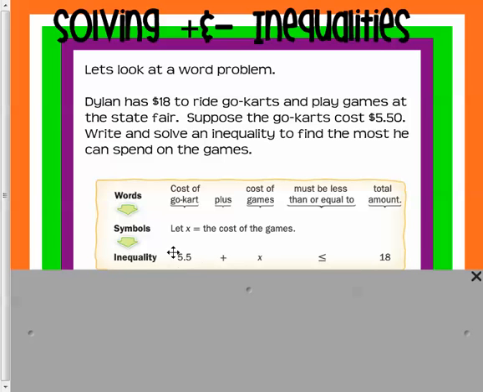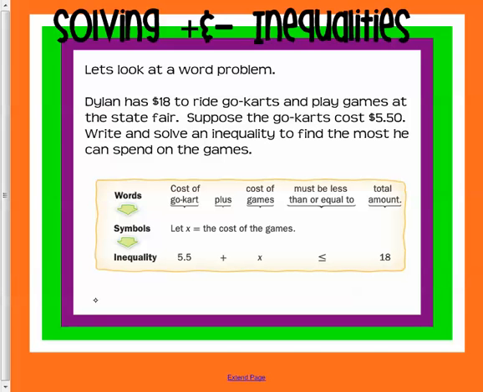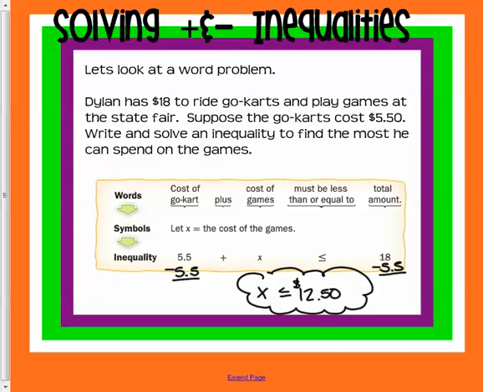The cost of the go-kart, he's riding 1. The cost of the games, we don't know. It must be less than or equal to 18 because he can't exceed this 18. So if we write this, this is our inequality. And now let's solve it. If we take $5.50 away, he's ridden the go-karts, and now we just have the games left. So we get $12.50 that he has left to play games.